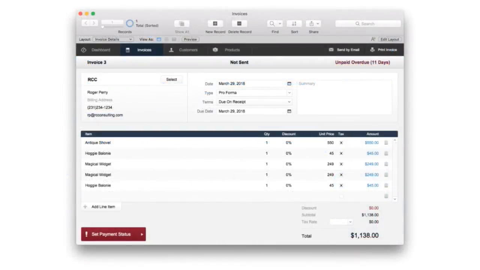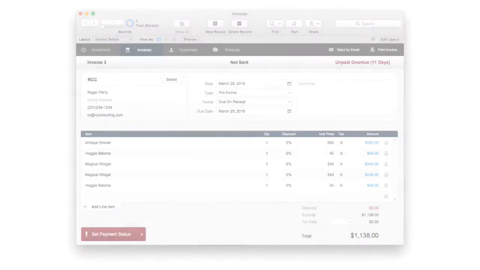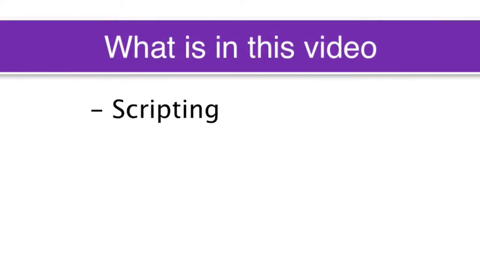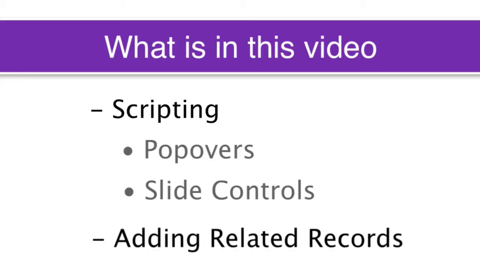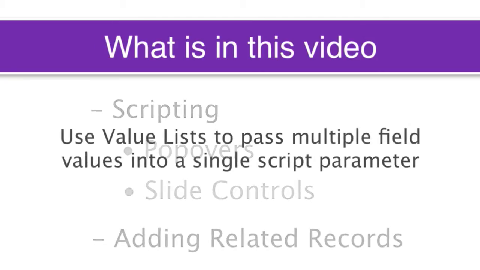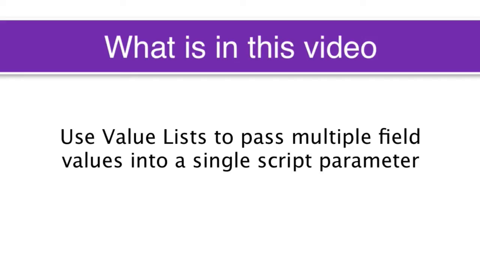So let's dive into this process of adding line items to an invoice or to an estimate and how it actually works. This is fairly tricky under the hood. It's interesting. It's a good process, but it's tricky. So let's dive in. So first off, this video is largely about scripting. It's about scripting popovers. It's about scripting slide controls within popovers. It's about adding related records to your database. We're also going to discuss using value lists to pass multiple field values in a single script parameter. That's not something that's necessarily obvious to most beginning or intermediate FileMaker developers.